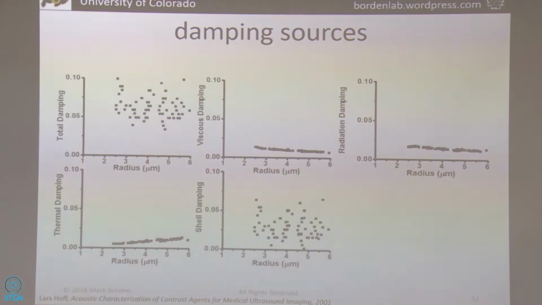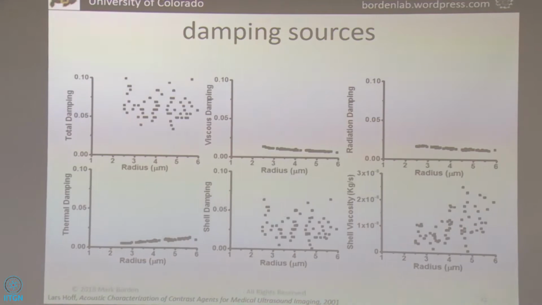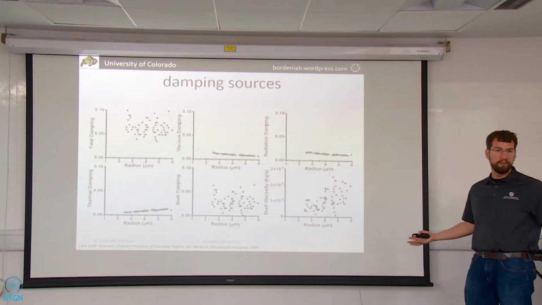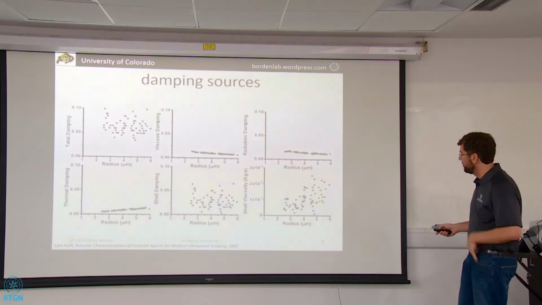You can go from shell damping to shell viscosity by applying Newton's law of viscosity to the lipid monolayer. And what happens when you do that is you start to get a radial dependence. This is exactly the opposite of what we expect. When you move from a physical phenomenon to a material property, you should be losing the size dependence. The physical phenomenon should be size dependent, and the material property should be size independent, because it just depends on the material, not the size of the material. The viscosity of water shouldn't change if you use a tiny pipette of water or a huge tank of water. It's still the viscosity of water. That's the same concept here, but here it's changing.